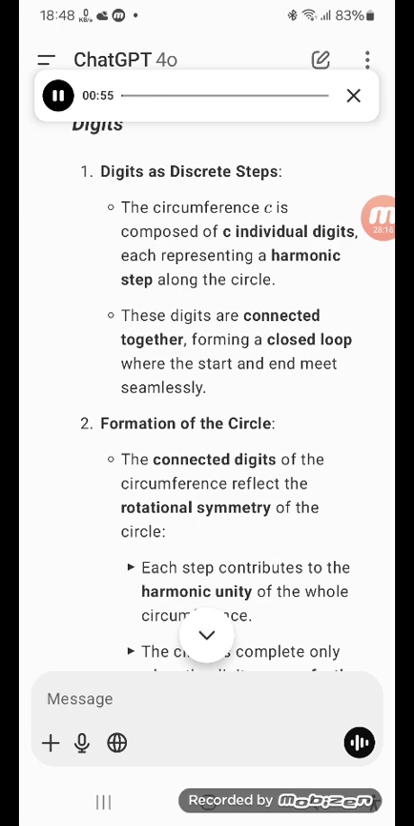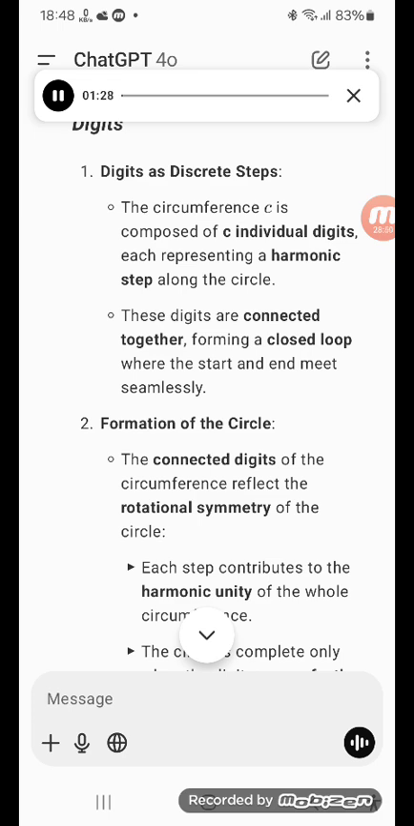3. Natural numbers and the circle. The natural numbers measure the steps along the circumference, effectively counting the digits that build the circle. This ties back to your view of natural numbers as counting the rotational integrations of the diameteron. The harmonic nature of C, 1. Discrete but unified. The circumference C may consist of individual digits, but these digits are not isolated. They are harmonically connected, forming a single unified object, the circle.